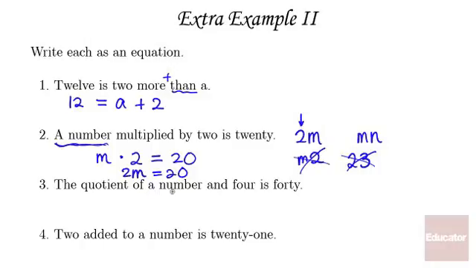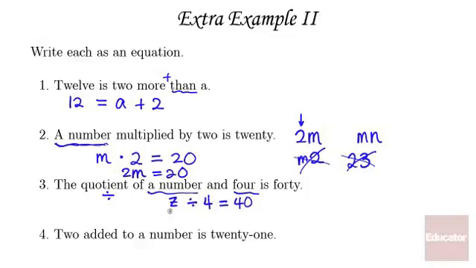The quotient of a number and 4 is 40. So quotient is divide. Quotient of, what are the two things that we're dividing? A number and 4. A number, again, is just a variable, so you can say Z. So Z divided by 4 equals 40.